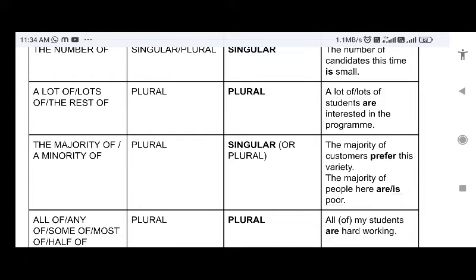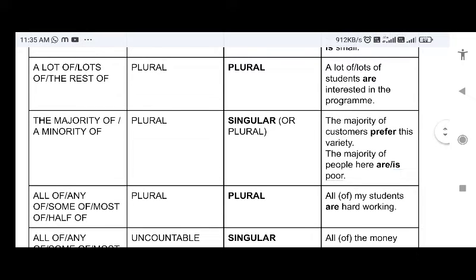Though the phrase begins with a, meaning singular, still its sense is plural. And whether it is lot of or lots of, don't get confused with it. With lot of or lots of, the verb will always be written in plural. A lot of or lots of students are interested in the program.